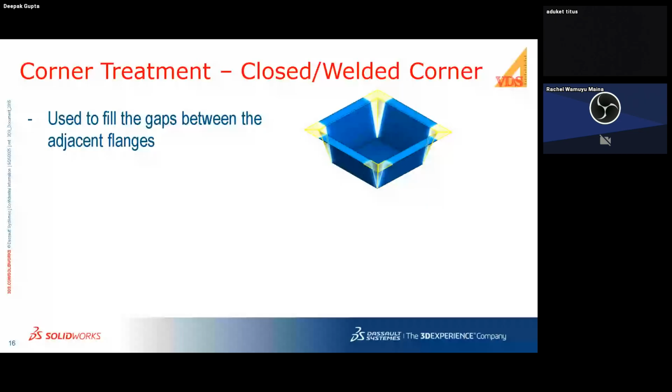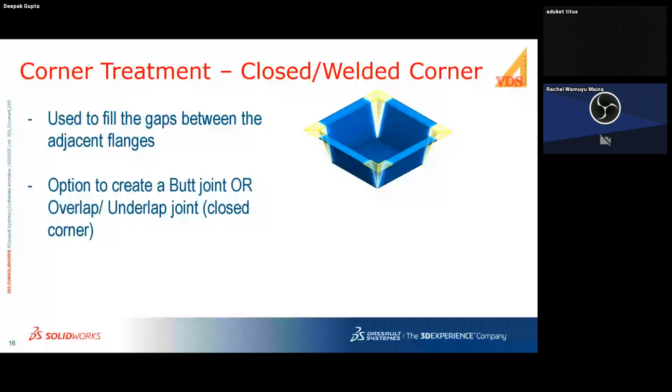And in some cases, we are not able to use the miter flange. Then to fill up these corners, we can use the closed corner option. The best feature of using the closed corner is that it helps to fill up the gap between the adjacent faces or the adjacent flanges. It also gives us options to create a butt joint, where the two faces are closed, or we can also do an overlap or underlap joint in the closed corner.